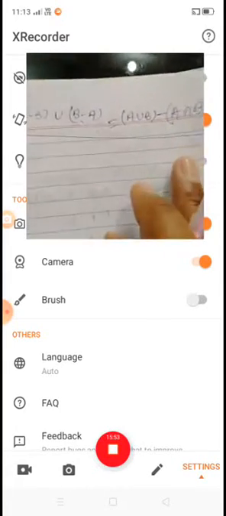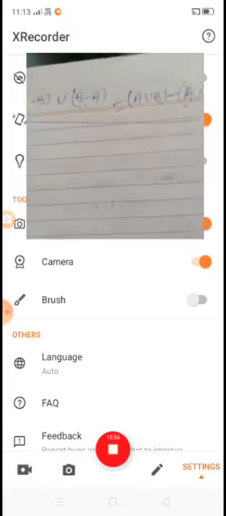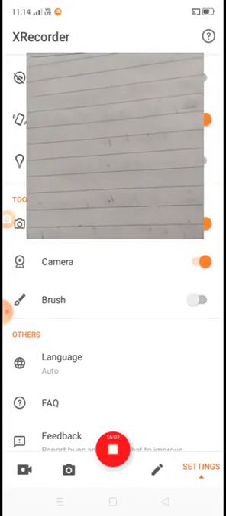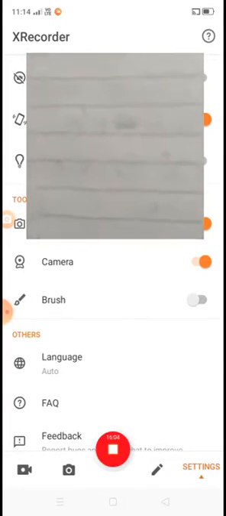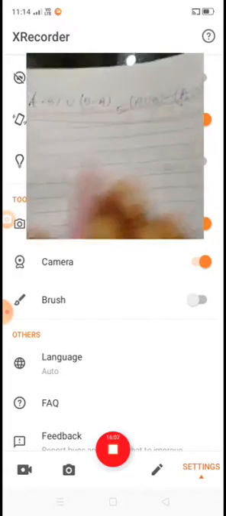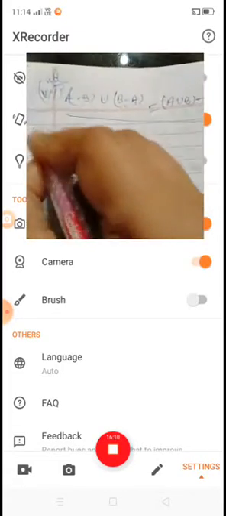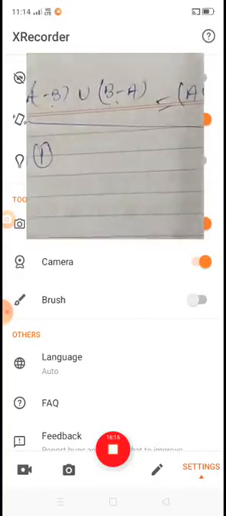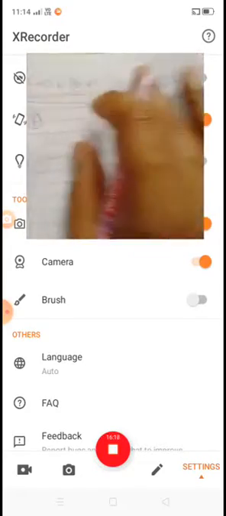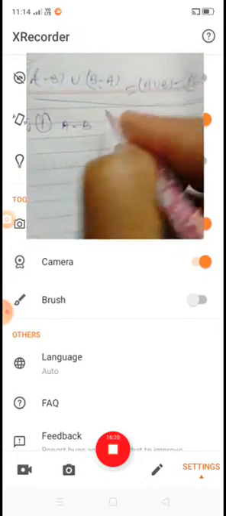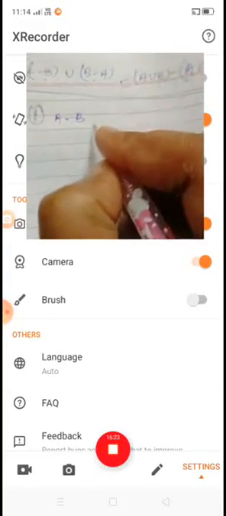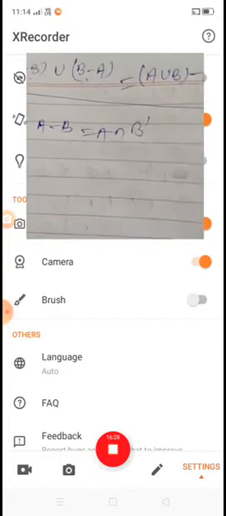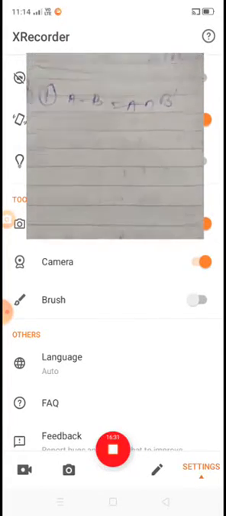Okay, so now we prove these results one by one. Now take the first result. First result is A minus B is equal to A intersection B dash. This is the first theorem, first result.